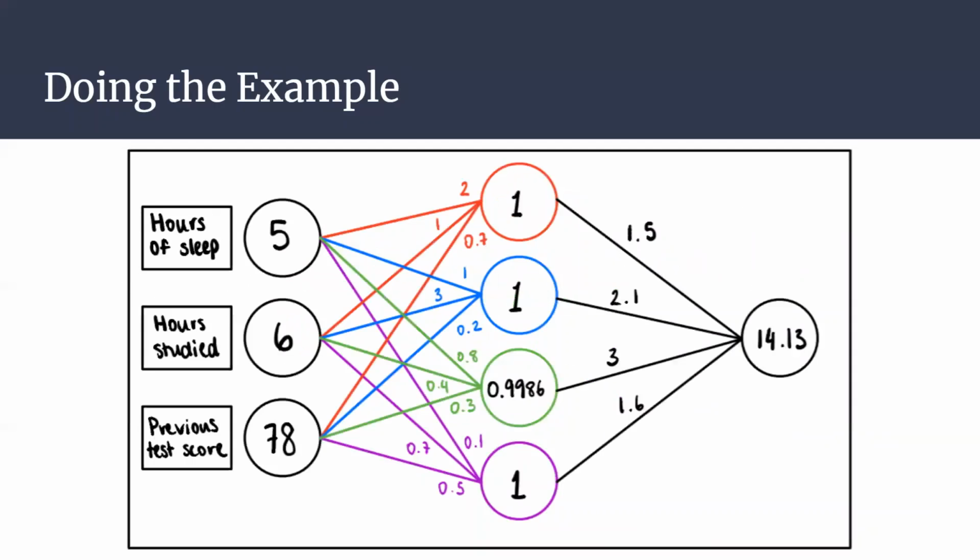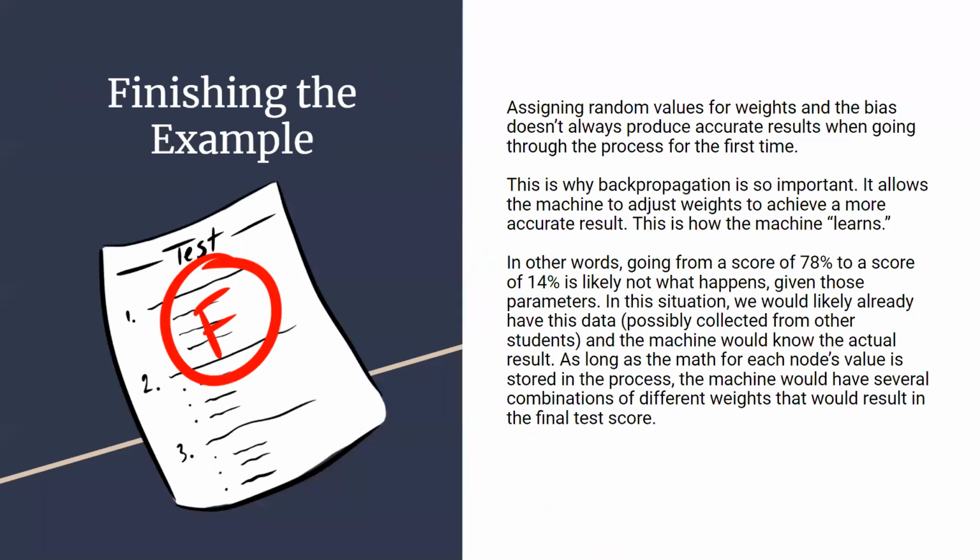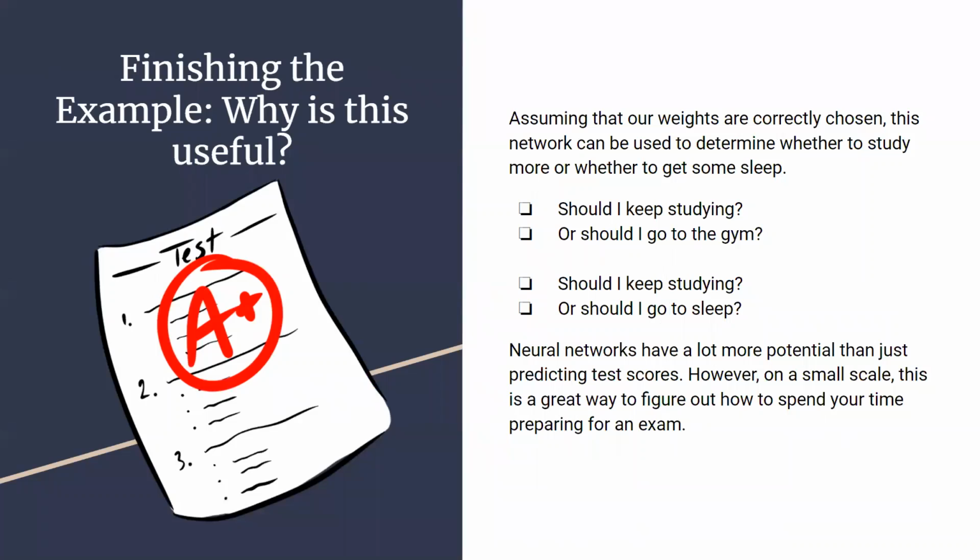This isn't really a good representation of what the real score is likely to be, but this is why backpropagation is essential to machine learning. To fix the score, we would likely have existing data from other students so that the machine could predict the test score more accurately. And then it would backpropagate to fix the weights and give a more reasonable test score that isn't failing. If our weights are correct, we would be able to use the neural network to determine how best to spend time preparing for the exam.